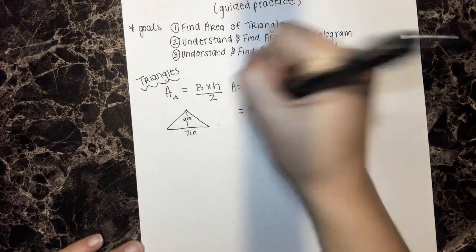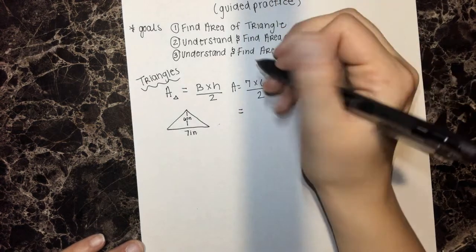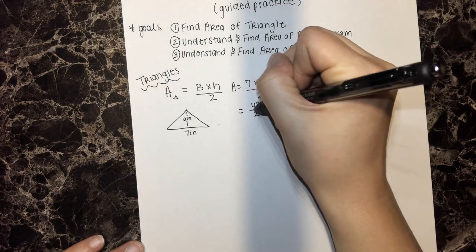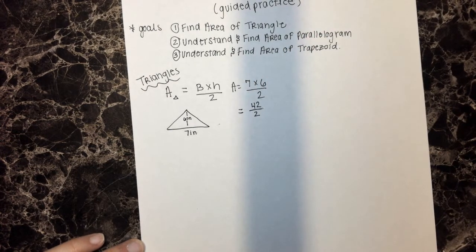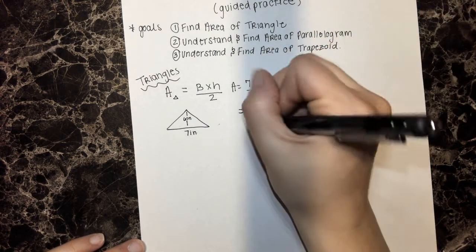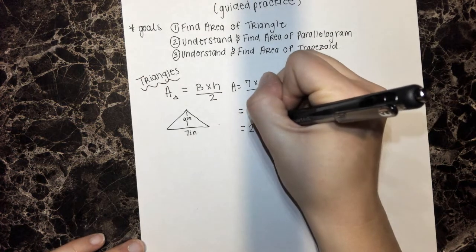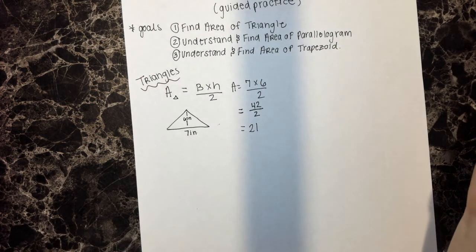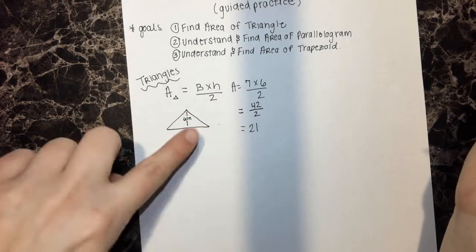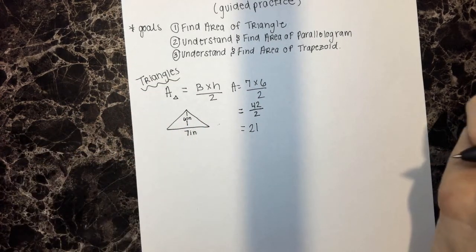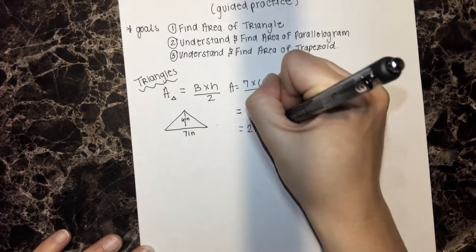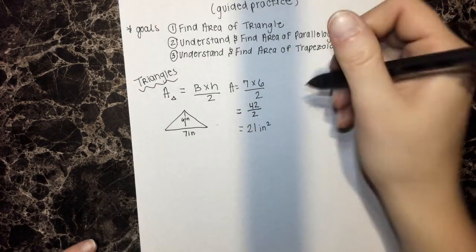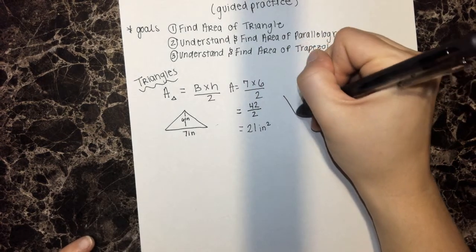7 times 6 we would do first. 7 times 6 you would get 42. 42 over 2, that's a fraction. It also means divide. And 42 divided by 2, you should have gotten 21. Now, it is area. Area has 2 dimensions, base, height. That means you are going to write your label, which is inches, and it'll be to the 2nd power. Okay? Let's try one more.